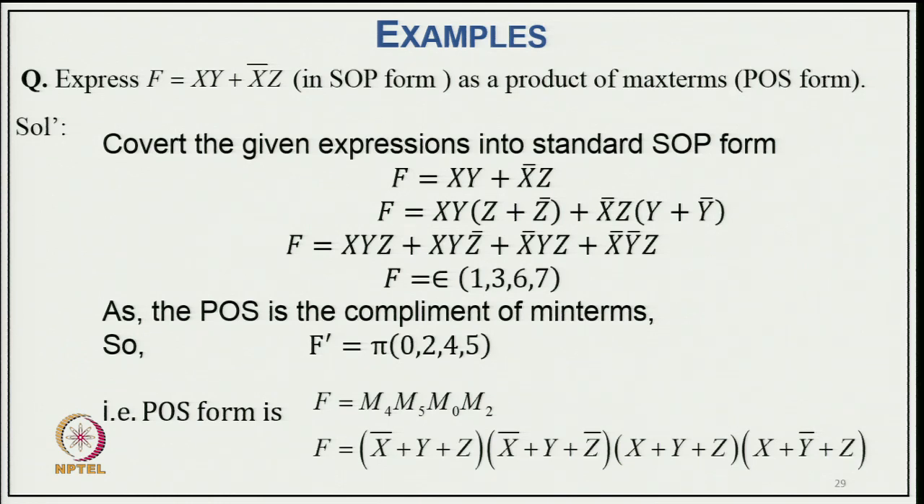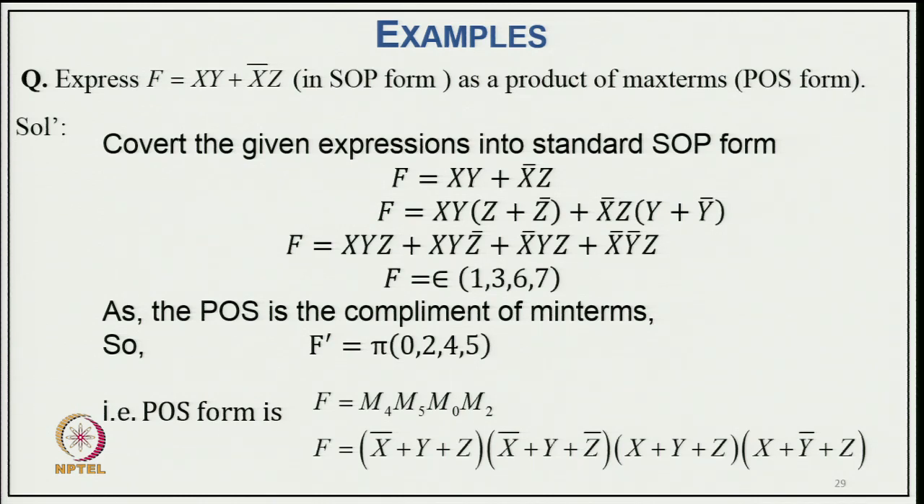So, it becomes f equal to x y z plus x y z bar plus x bar y z plus x bar y bar z, and this we can call f equal to the sum of 1, 2, 3, 1, 2, 6, 7, the sum of products. As the product of sum is the complement of the min terms, f dash will be equal to pi in bracket 0, 2, 4, 5, which are the complement of these. I mean, they are missing. So, those 4 terms are there.